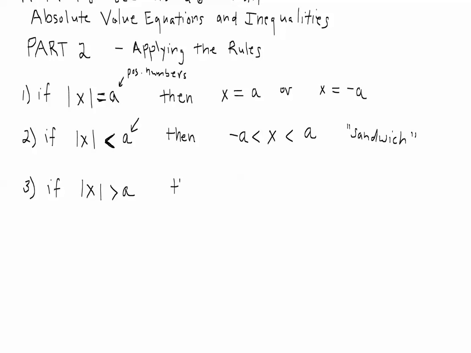And if your problem is a greater than problem, has a greater than sign in it, you apply rule number 3, which says you take whatever the stuff is, you set it greater than A, you write the word or, and then you take the stuff and set it less than a negative A. I call this the split rule. Again, this number A here is a positive number, and like I said in part 1, the problem has to be set up so that all you see is absolute value on the left side.